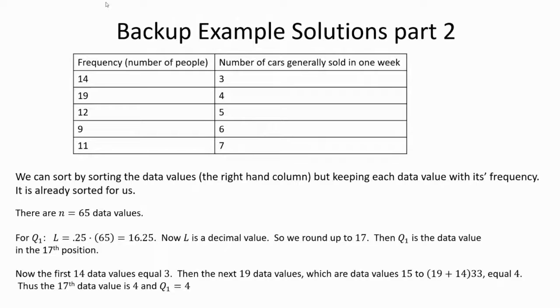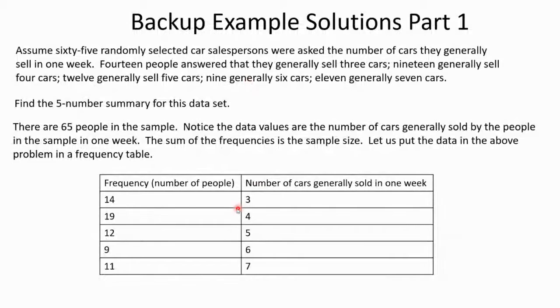We have this. Okay, so normally, remember, you would want to sort the data, right? And remember, you want each data value to stay with its frequency. So 3 is the smallest, right? So when you sort the data, you would want 14 to stay with 3. And then 4 would come next, 19 would stay with 4, and so on. I mean, it's sorted for us already, which is nice.